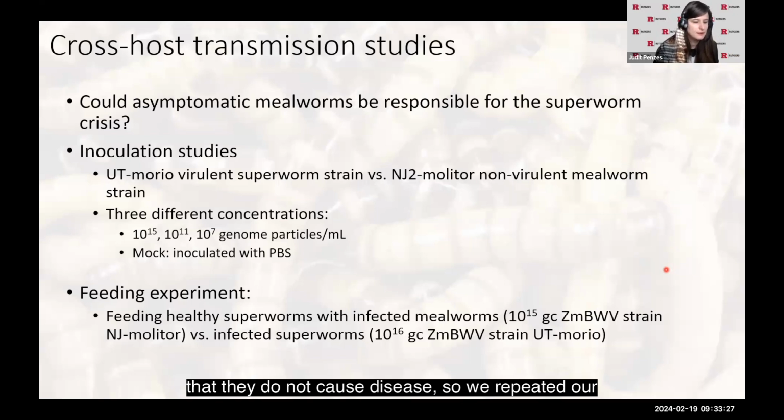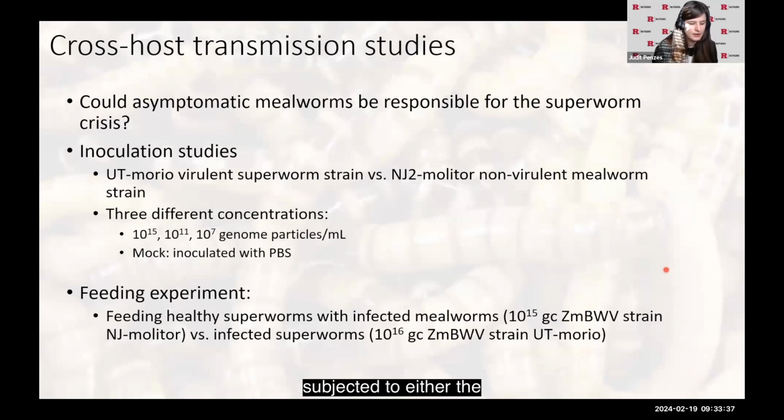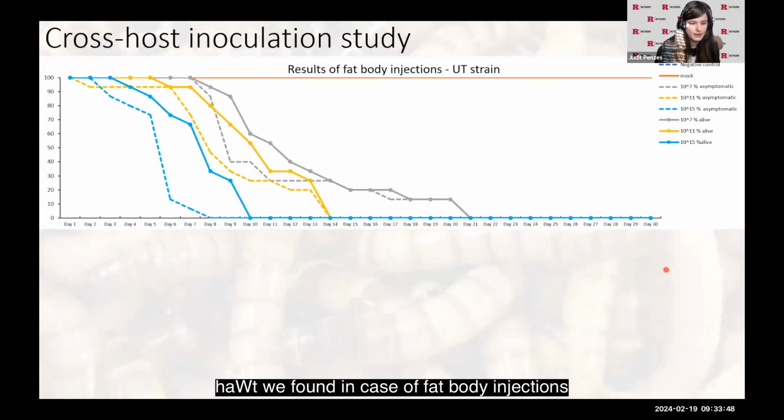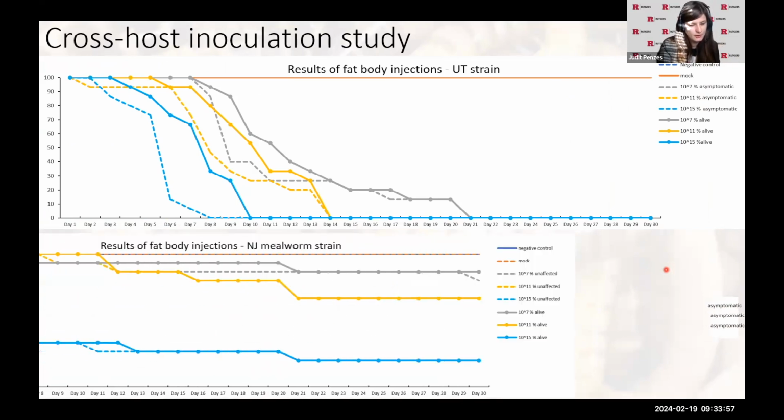So we repeated our inoculation experiments, but this time our healthy superworms were subjected to either the virulent Utah strain or to a mealworm-originated New Jersey non-virulent strain. And what we found in case of fat body injections, that again, the ones that got the Utah strain, they died in a dose-dependent manner.